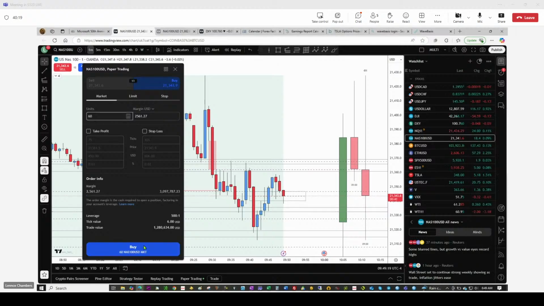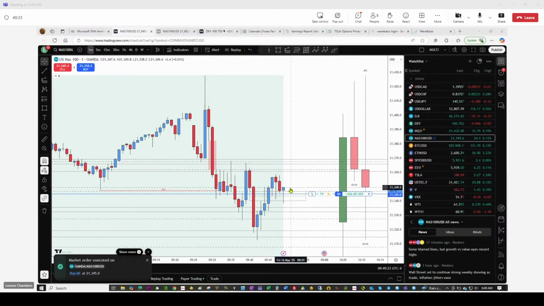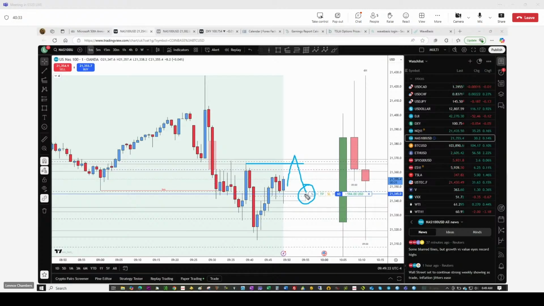All right, so there's a nice pullback there. So I'm gonna buy it here again, because even if we do go above this high, we're expecting a retrace back into this area in any case. So buying it here is not so bad, and then we're looking for that move. So I made my mistake there by closing the position, which is a good mistake in that sense.